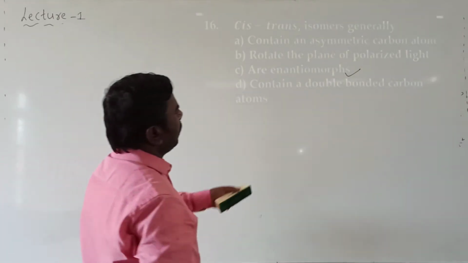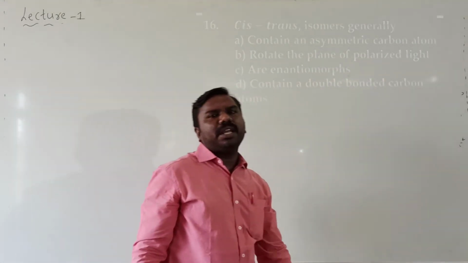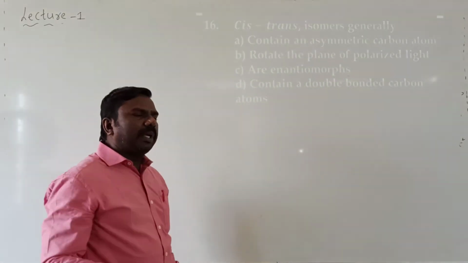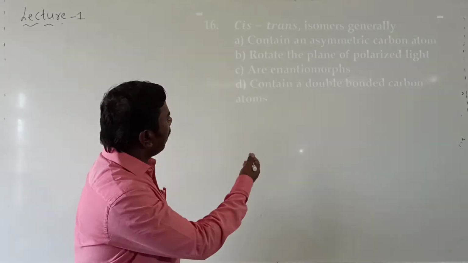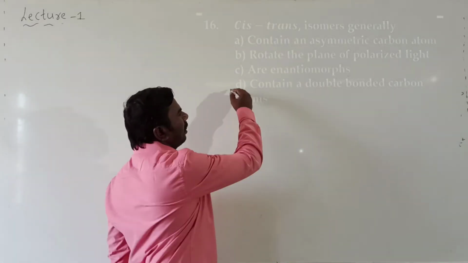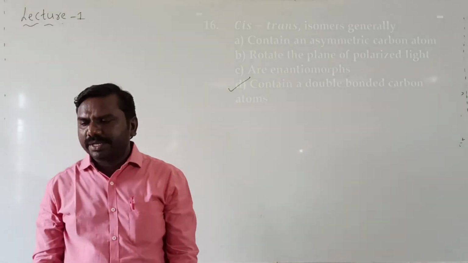Next, cis and trans isomers. To exhibit cis and trans isomerism, a double bond is required. So we will observe compounds that contain doubly bonded carbon atoms. Right.